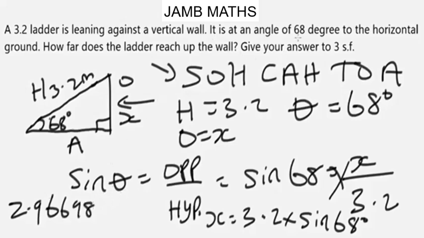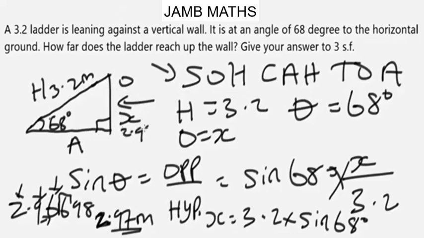Since we have to give the answer to 3 significant figures, this 2 is significant, this 9 is significant, this 6 is significant, because significant figures stand for non-zero numbers. The digit after this 6 is up to 5, so we approximate it as 1 and put it in this 6. So the final result will now be 2.97 meters. This will be the answer to this question. So that means x here, this length, will be 2.97 meters. It's as simple as that, guys.